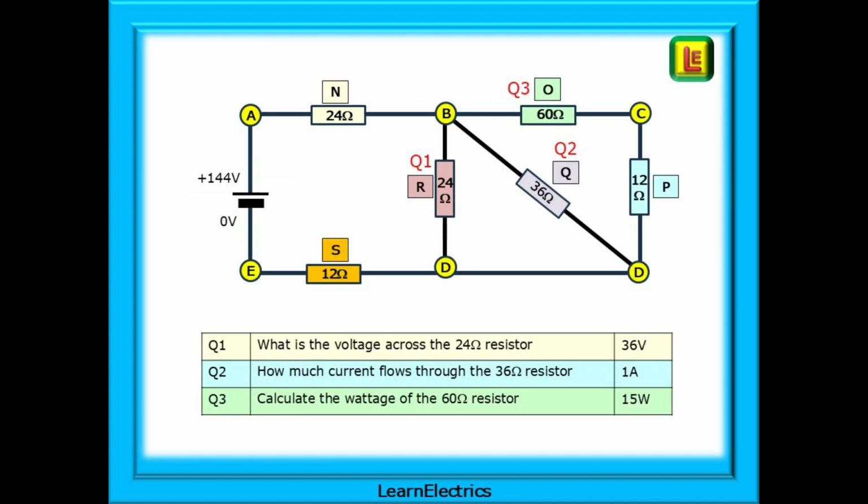Now we can answer the questions that we were originally asked. Question 1. What is the voltage across the 24 ohm resistor? 36 volts. Question 2. How much current flows through the 36 ohm resistor? 1 amp. And question 3. Calculate the wattage of the 60 ohm resistor, and this is 15 watts.